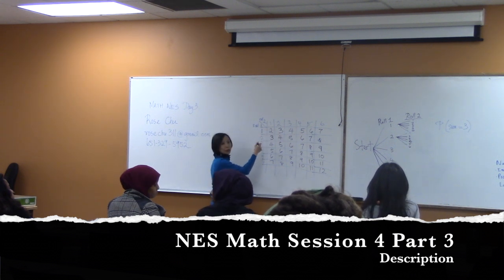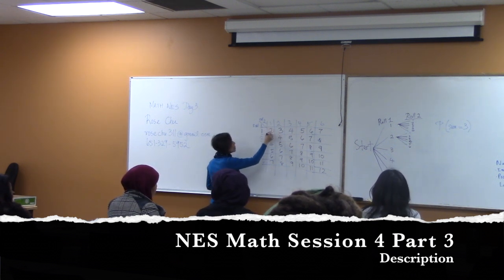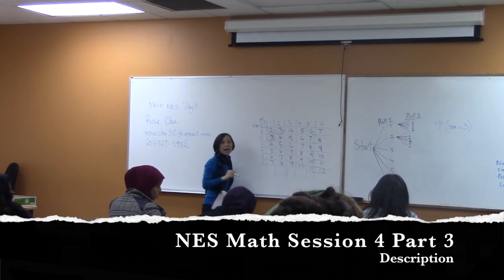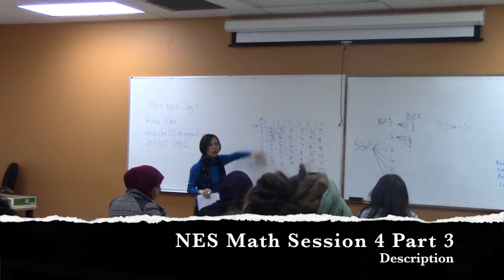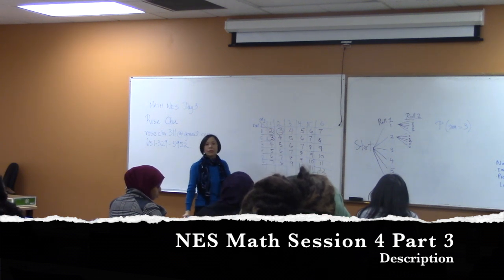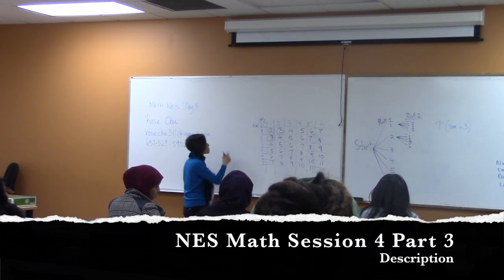So if I circle, would be what? This one, and this one. Does everybody see that? How many of them is out of the whole total? 3 out of 36.